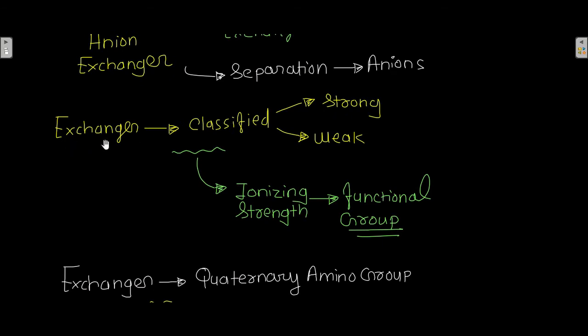Now each type of exchanger is also classified as strong or weak. You can call it a strong exchanger or a weak exchanger, and this classification is based on the ionizing strength of the functional group of that exchanger. So there is a classification such as strong ion exchanger or weak ion exchanger, and that classification depends on the ionizing strength of the functional group.